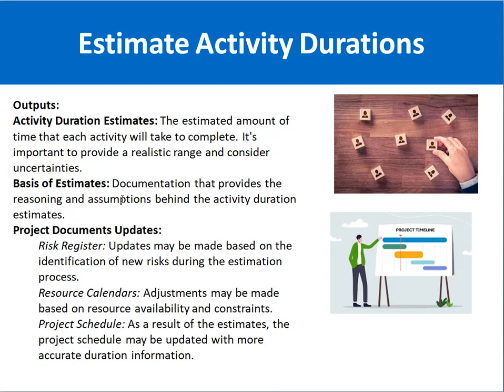Then based on that, documents should be updated. First one is the risk register. Updates may be made based on the identification of new risks during the estimation process. Resource calendars may be updated, like adjustments made based on resource availability and constraints. Project schedule can also be updated with more accurate duration information.